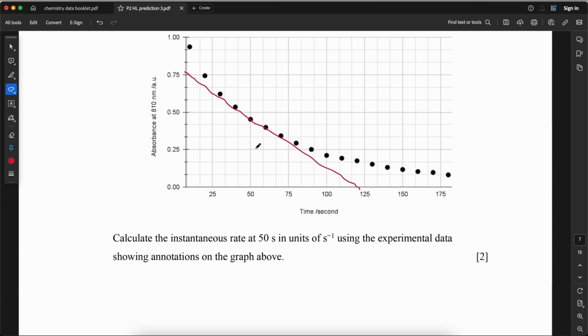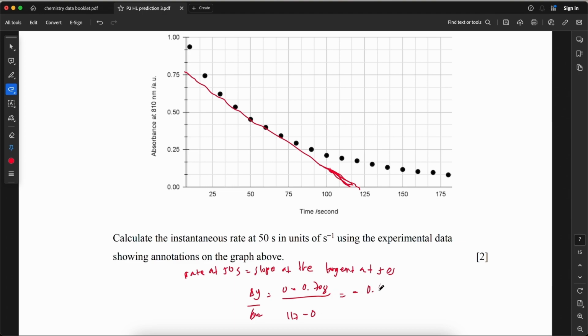Okay, so the rate at 50 seconds will be the slope at the tangent at 50 seconds. So that would be delta y per delta x, which is 0 minus 0.708. Okay, and then 117 minus 0. Because I cannot draw with the ruler, this should be around here, which is 117 minus 0, that would be negative 0.0061 s to the power negative 1.